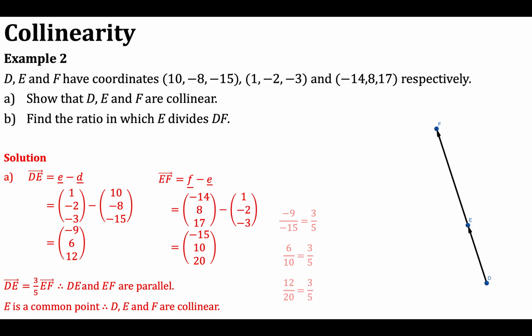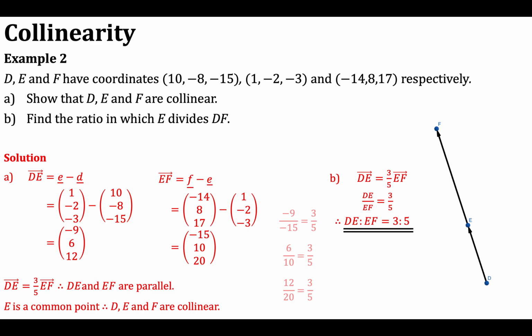So for part B, we want to find the ratio in which E divides DF. You can see the picture of what's going on here. And we know that DE is 3/5 of EF. So that means we would be able to fit 1 and a bit of these into EF. So we're going to divide throughout by EF here. So DE over EF is 3/5, and that then allows us to express those fractions as ratios. So the ratio of DE to EF is equal to 3:5.